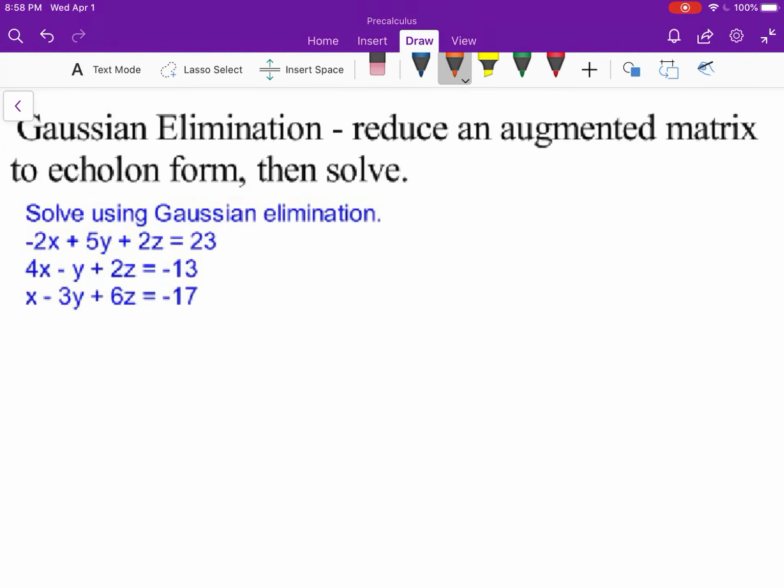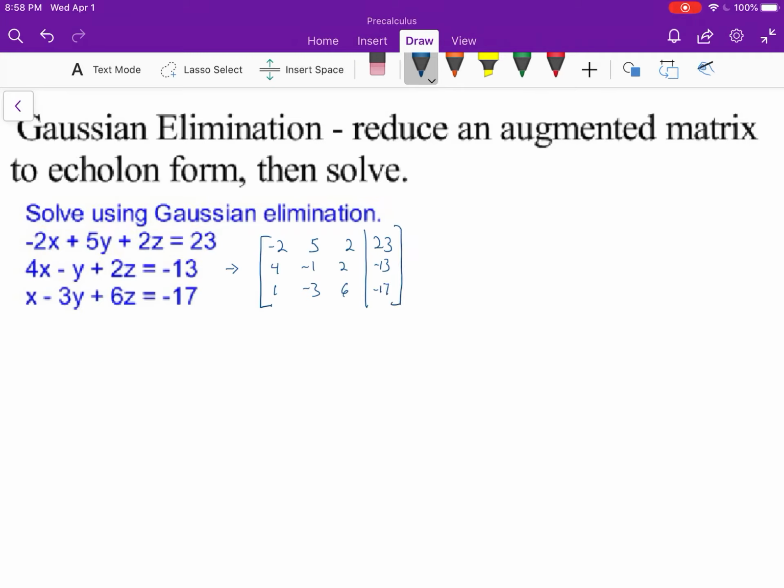So what we're going to do is check this to make sure they're in the right form. All the variables are on the left side, the constants are on the right side, so that's good. And so let's put this as an augmented matrix. Negative 2, 5, 2, 23. 4, negative 1, 2, negative 13. 1, negative 3, 6, negative 17.